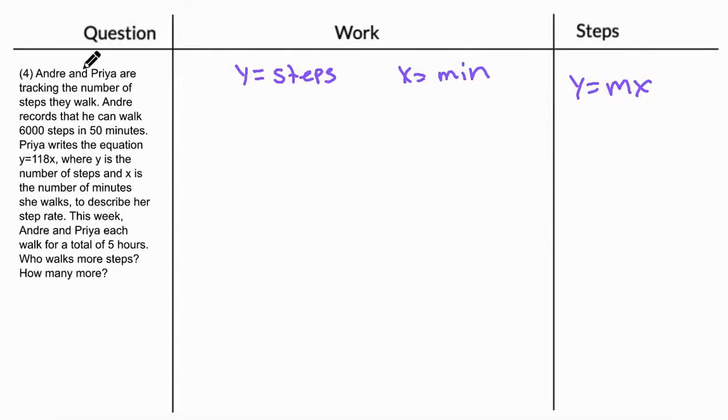Andre and Priya are tracking the number of steps they walk. Andre records that he can walk 6,000 steps in 50 minutes. Priya writes the equation y equals 118x, where y is the number of steps and x is the number of minutes she walks, to describe her step rate.